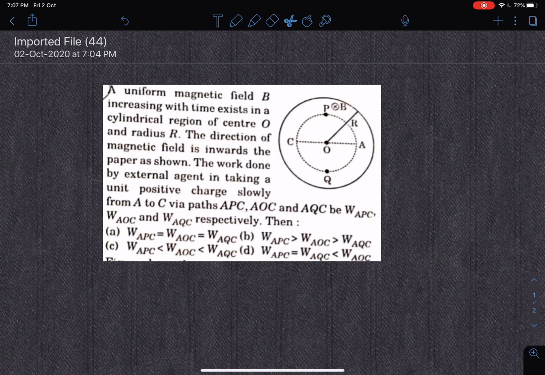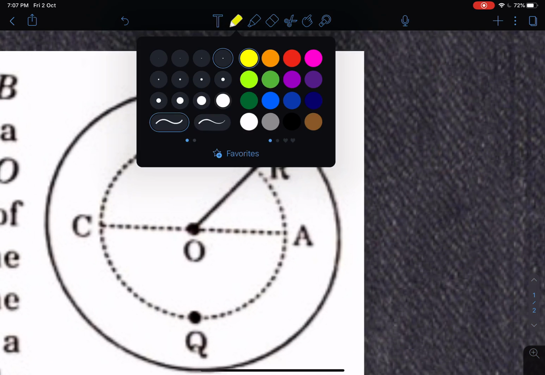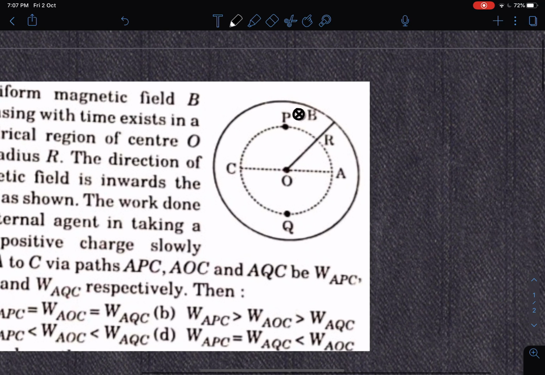In this, it is asked: work done by an external agent in taking a unit positive charge slowly from A to C. It's given that the magnetic field is increasing with time and the magnetic field is into the plane, as you can see from this cross symbol. So the magnetic field is into the plane and increasing. So we know that the electric field lines, which are non-conservative electric field lines, are circular in nature in the cylindrical region, so these circular electric field lines are going to be anti-clockwise because the magnetic field is increasing.